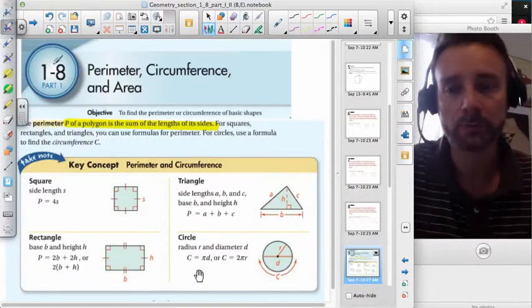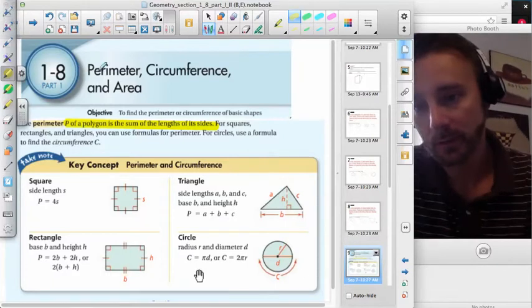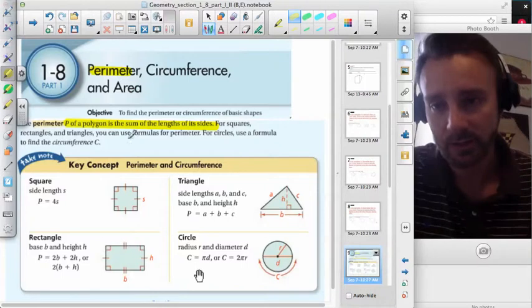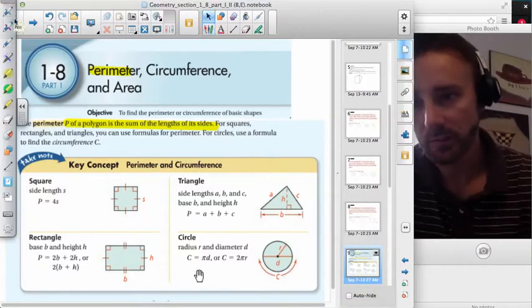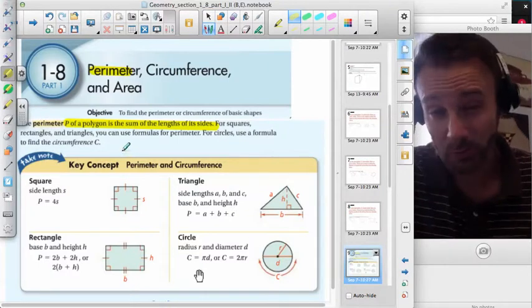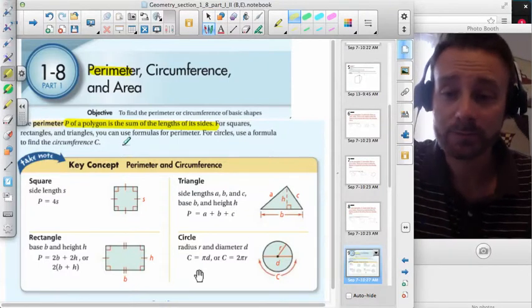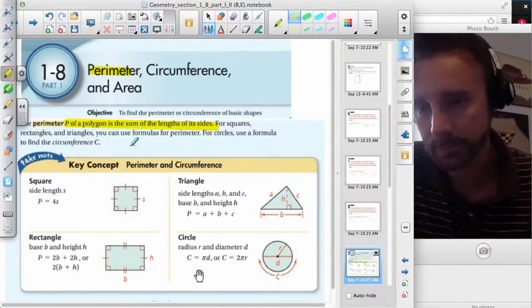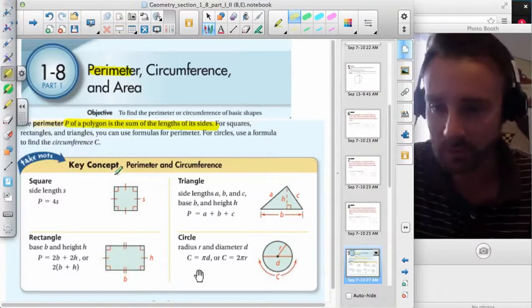This is the real 1.8, talking about perimeter, circumference, and area. The first part is about the perimeter, and since I'm supposing that I'm going to give you all this, and you have some exercises on MyMathLab, I'll go quickly. The perimeter is the sum of all the lengths.